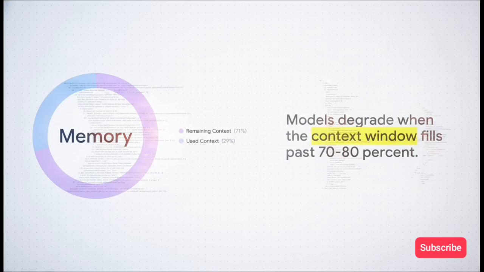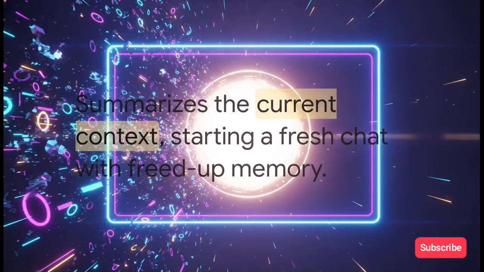Here's an absolutely crucial takeaway, though. Once that context window fills past 70 or maybe 80%, the AI's performance tanks. It degrades heavily. It starts forgetting your earlier instructions and making really careless mistakes. So how do we solve this memory limitation when we're deep into a massive coding session?